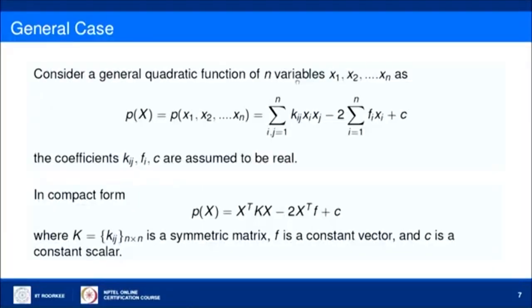So, consider a general quadratic function of n variables x 1, x 2, x n as p x, where x is an n dimensional vector having components x 1, x 2, x n, and this can be written as sigma i, j equals 1 to n k i j x i x j minus twice the summation i equals 1 to n f i x i plus c, where the coefficients k i j, f i, c are assumed to be real. So, in compact form, this general quadratic function can be written in matrix notation as x transpose k x minus 2 times x transpose f plus c, where k is a symmetric matrix, f is a constant vector and c is a constant scalar.